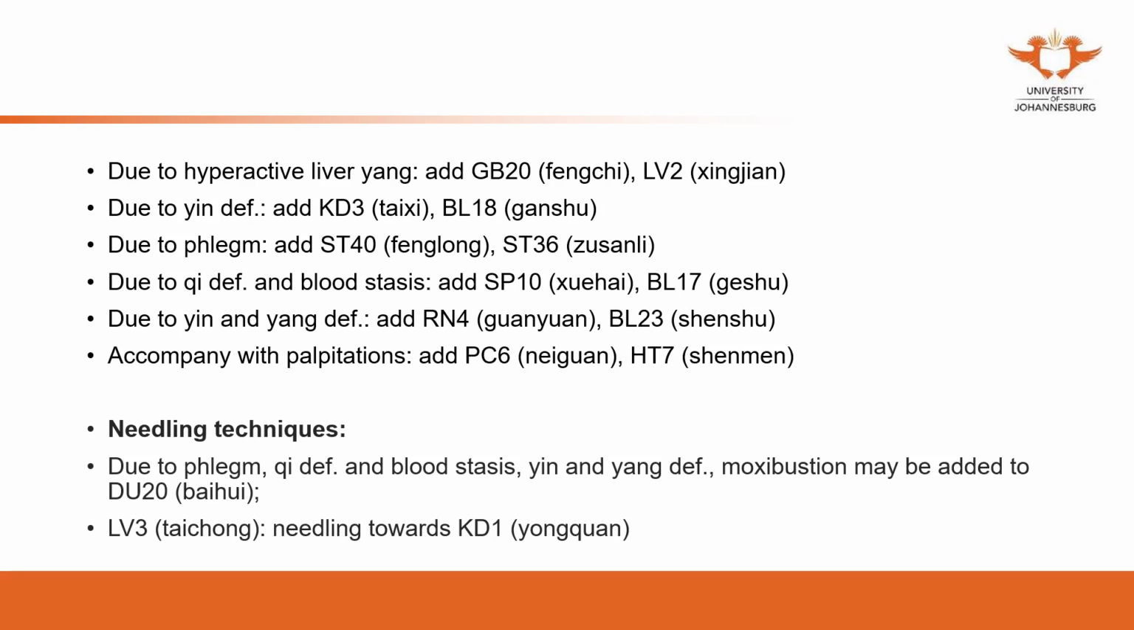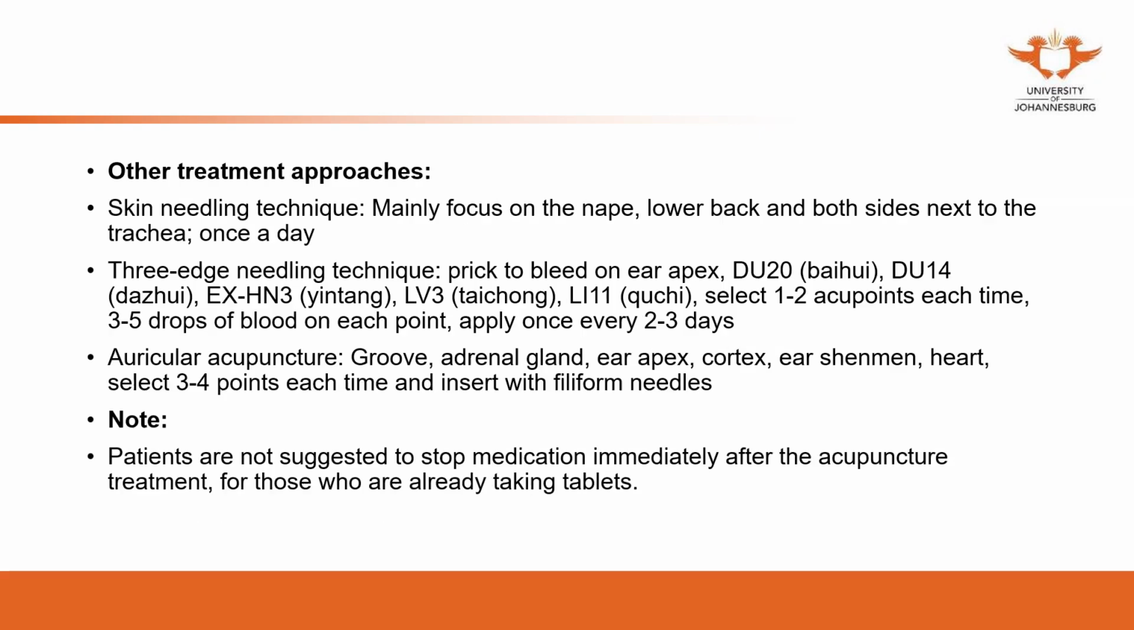Due to yin and yang deficiency, Ren 4, bladder 23, we can use moxibustion or acupuncture with moxibustion. Accompanied with palpitations, you can use pericardium 6, heart 7. The other treatment techniques, skin needling techniques, you can use the 3H needling technique, auricular acupuncture. These are all something you can consider. It is very important that the patients are not suggested to stop taking medication immediately after acupuncture treatments.